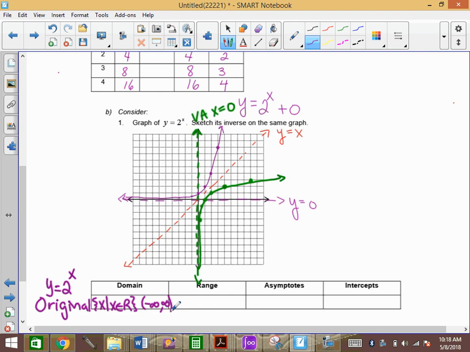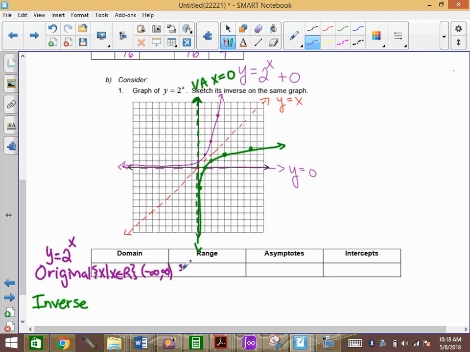What's the range of this one? y is greater than 0. Not equal to. So it's going to be 0 to infinity. What's my asymptote at? Is it a horizontal or vertical, the purple one? Is it a horizontal line or a vertical line? Horizontal asymptote at y equals 0. And I have no x-intercepts, right? But I have a y-intercept at 0, 1.